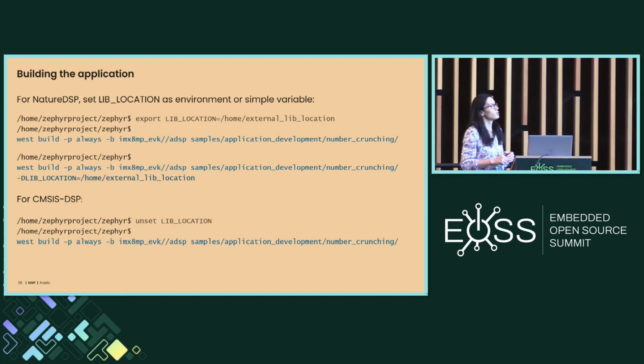So in this case, if we use an environmental variable to set the location of our Nature DSP library, we need to set it before building the application. Otherwise, the CMSIS DSP backend will be used. If we use a CMake variable, we just pass it when building the application. With, as you can see here as the second example, -D lib location.